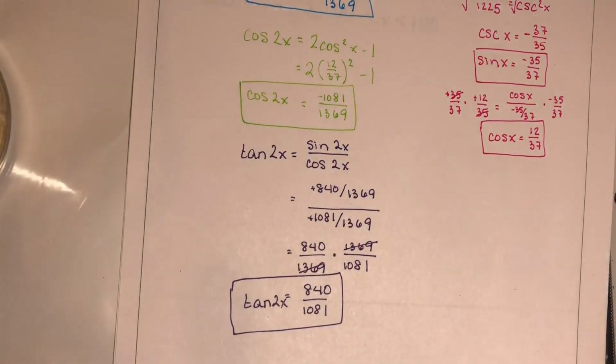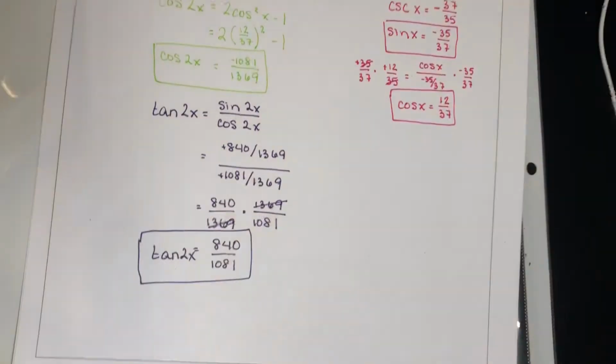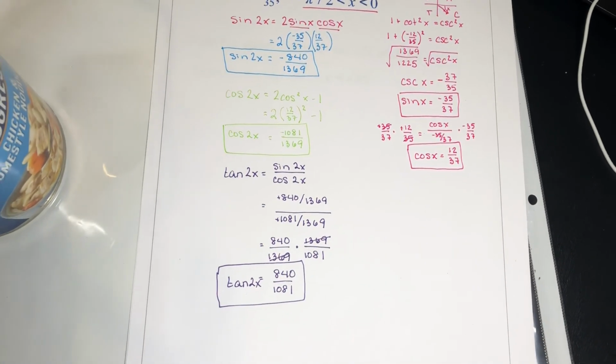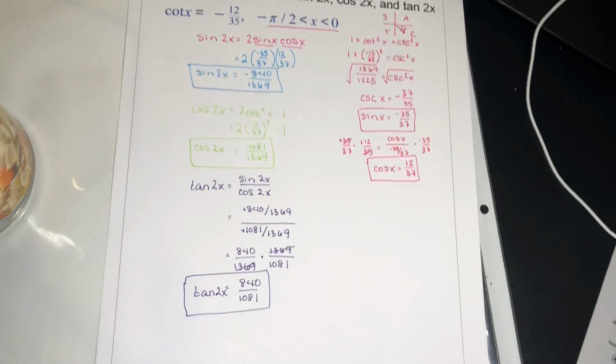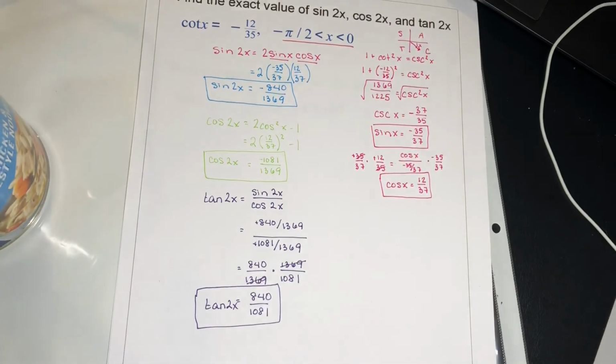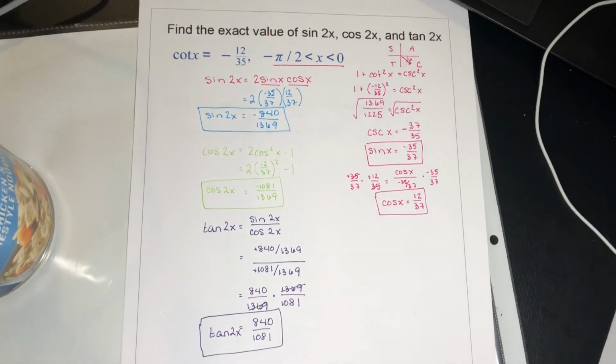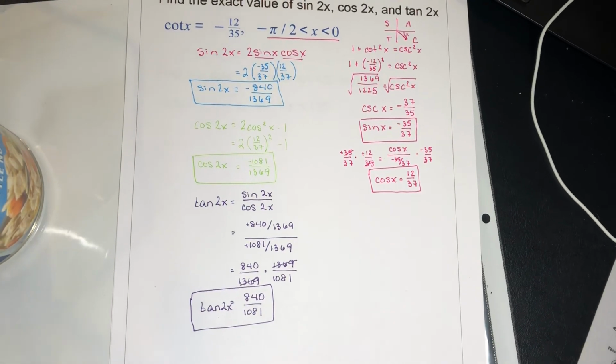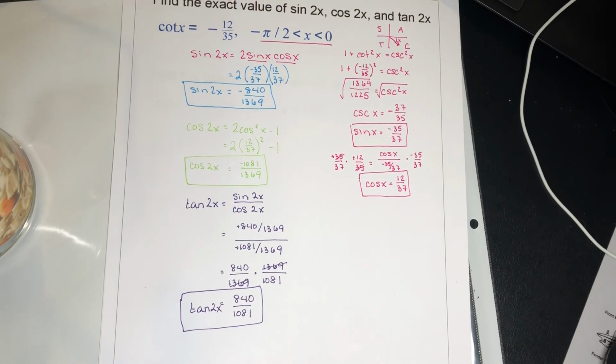So now I have found all three. I have found sine of 2x, tan of 2x, and cosine of 2x, and these would be my three answers that I'm looking for in this problem. So that's a quick and easy way, not so much easy or quick, but that's the way you use double angle identities to find exact values of trig functions.